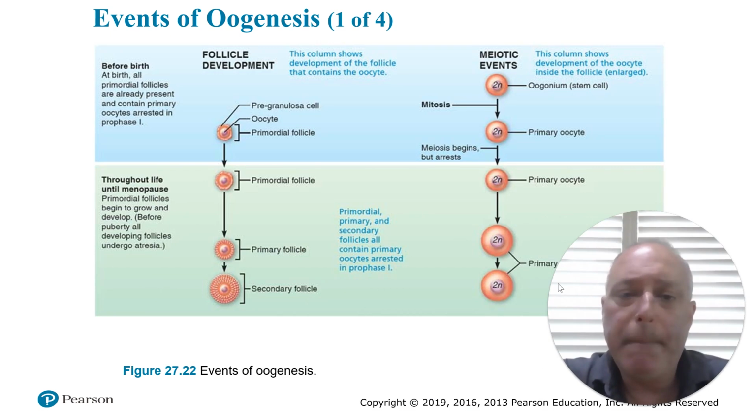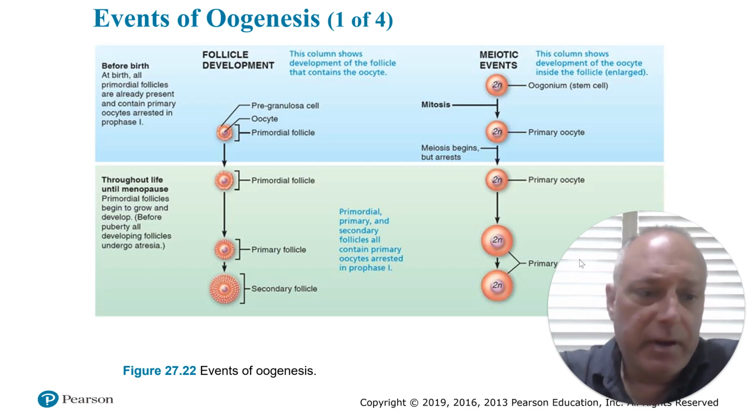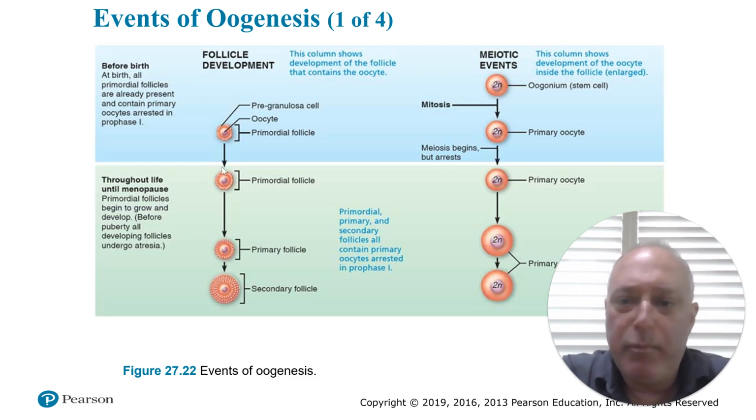Okay, so we talked about spermatogenesis, and that was with the sperm developing. We went through meiosis, and we produced 4 haploid spermatids. In the female, there's the process of oogenesis, and we can see on the left is the follicle development phase, and on the right are the meiotic events. So they're just side by side. We can see the primordial follicle is the initial follicle. This is the primary follicle, which contains the primary oocyte.